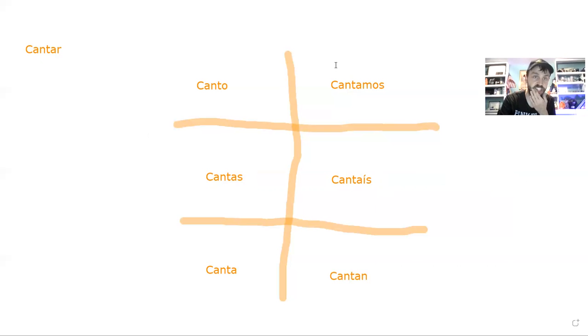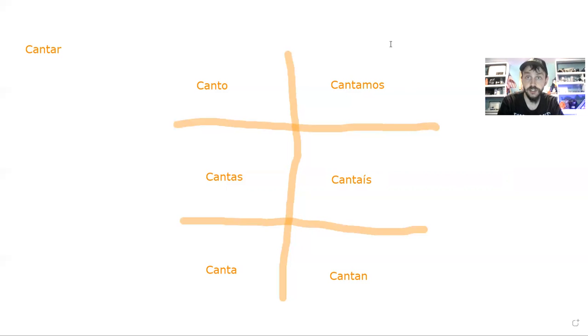So here's your conjugations for the Spanish verb cantar. Yo canto, tú cantas, él canta, ella canta, usted canta. Nosotros cantamos. Nosotras cantamos. Vosotros cantáis. Vosotras cantáis. Ellos cantan. Ellas cantan. Ustedes cantan.